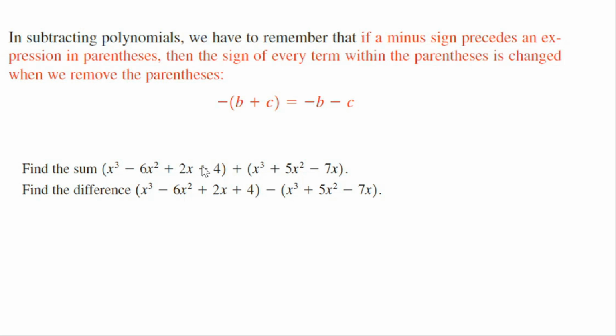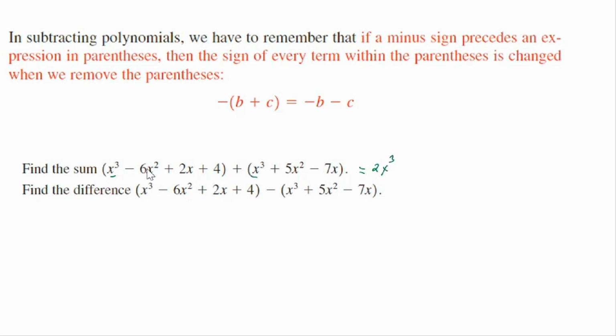So for example, find the sum of x cubed minus 6x squared plus 2x plus 4, that's one quantity, plus another quantity, x cubed plus 5x squared minus 7x. So in that case, I'm going to regroup this one. I have x cubed plus x cubed. The coefficients are 1. If you cannot see any number here, it means the coefficient of x cubed is 1. So we have 1x cubed plus another 1x cubed, so we have now 2x cubed.